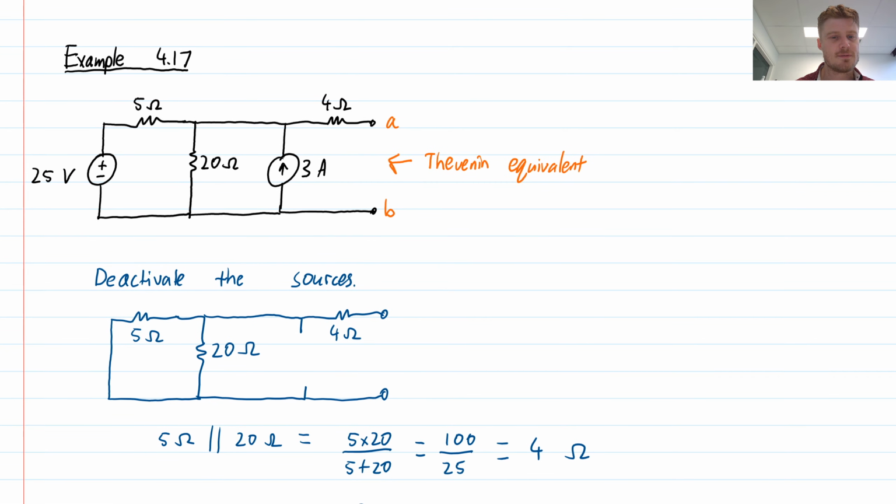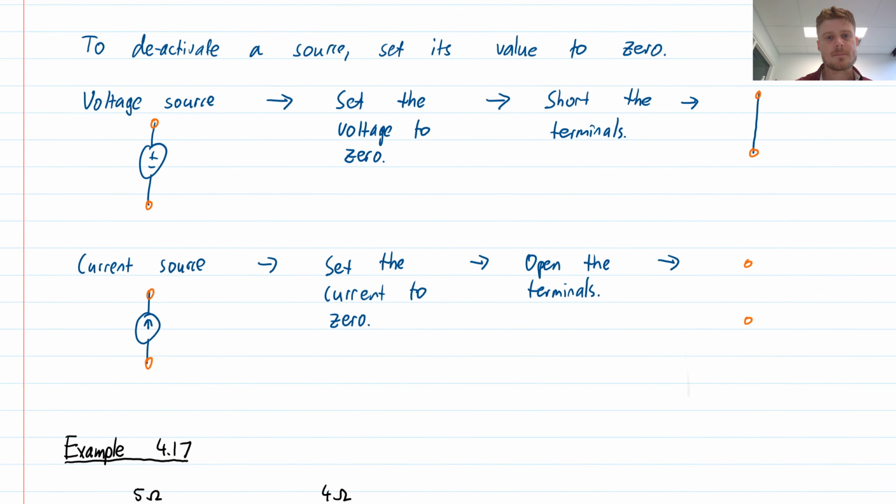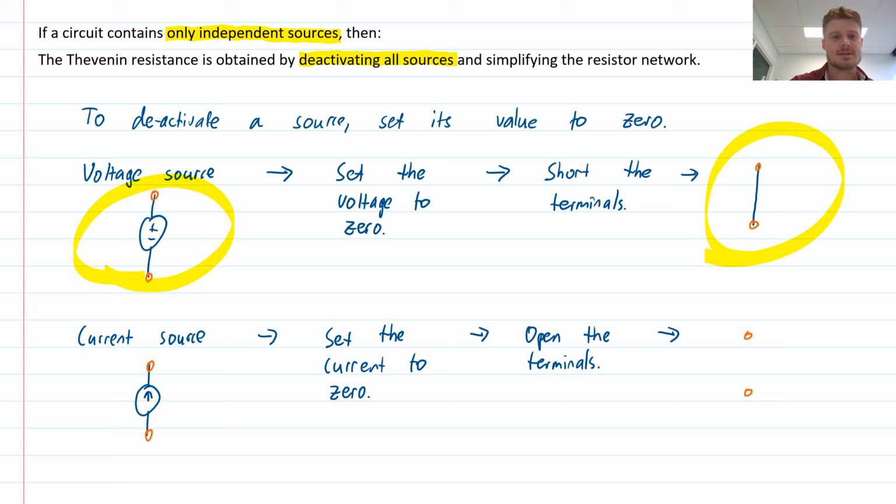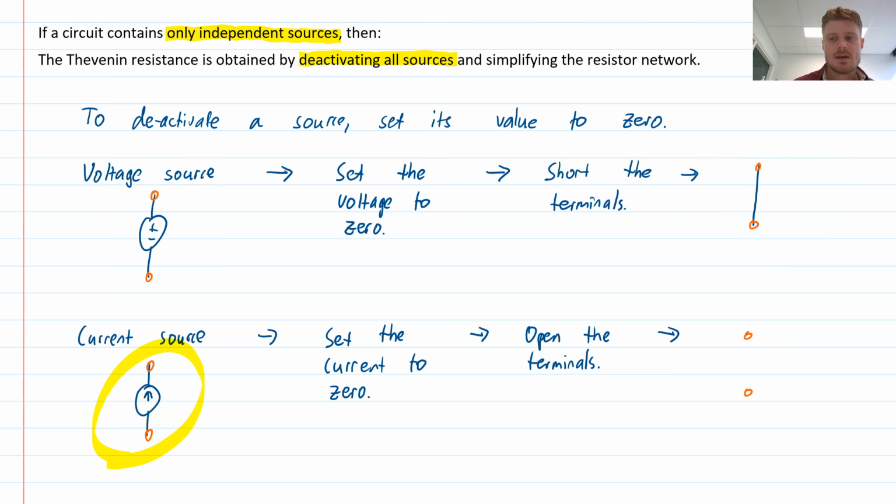To get the Thevenin voltage, I still need to know the open circuit voltage, so I still need to do a bit of circuit analysis. But this method allows me to get the resistance, at least, using a simpler approach. So to remind ourselves of the strategy, we deactivate our sources, so voltage sources become a short, right? 0 volts means the terminals are shorted, whereas a current source becomes an open circuit. 0 amps means no current can flow, meaning no connection.